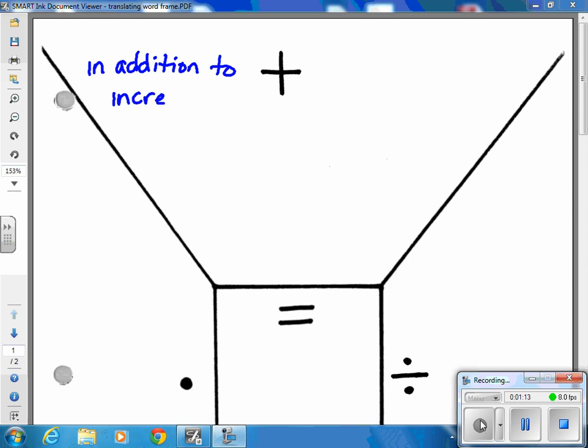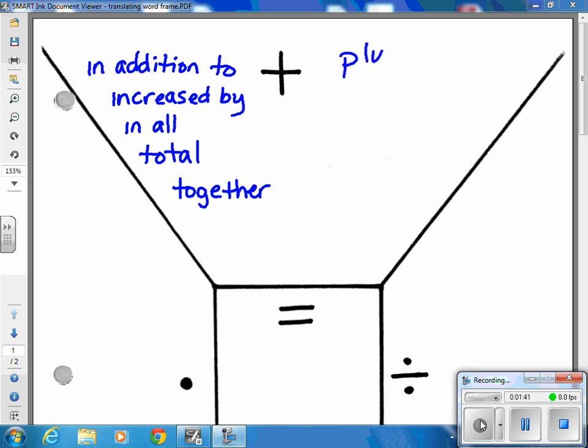Increased by is a pretty popular one. In all, which takes you back to your elementary school days when they asked you how many in all. The word total. A lot of people think total means to put an equal sign. It does not. It means to add up the numbers to get a total, so it involves the addition. The word together, when you put things together, you usually add them together. Right? The word plus, just like the symbol looks like.